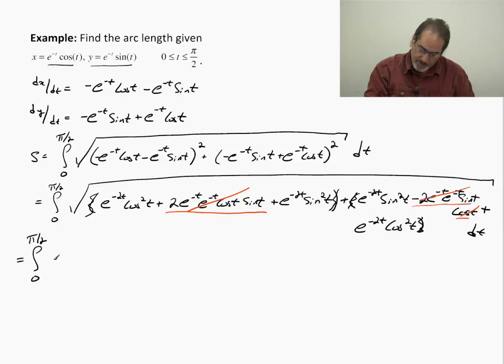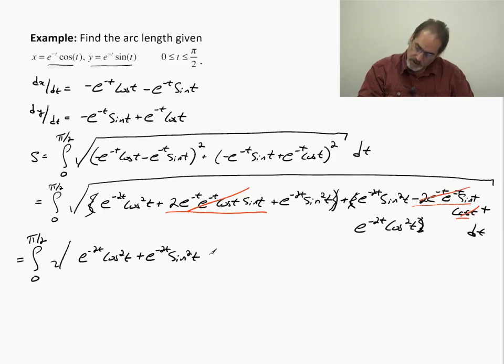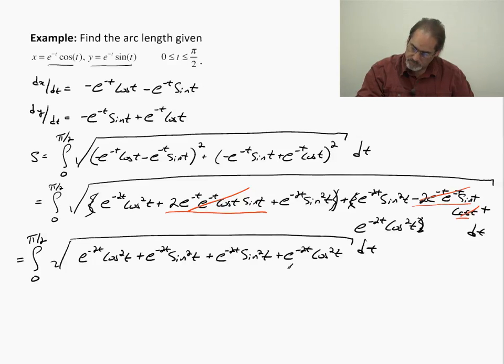So let's just write this out. So I have the square root of e to the negative 2t cosine squared t plus e to the negative 2t sine squared t plus e to the negative 2t sine squared t plus e to the negative 2t cosine squared t, dt.